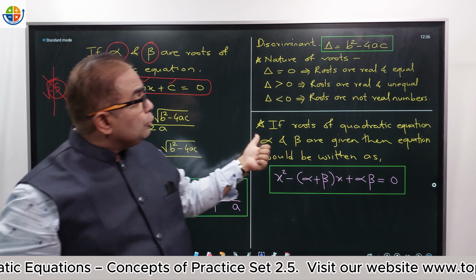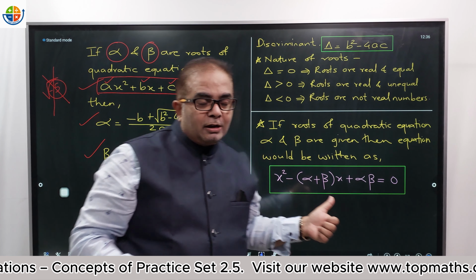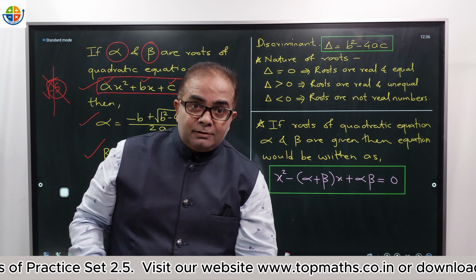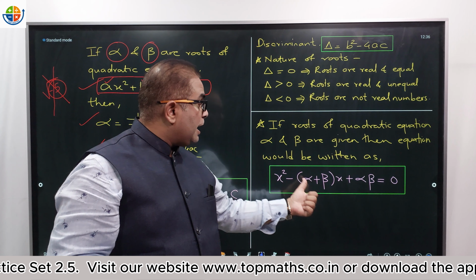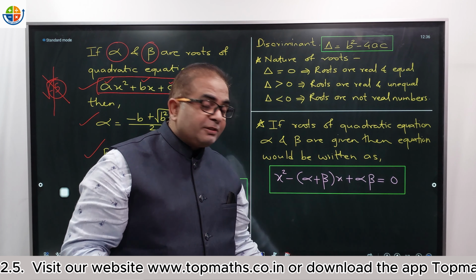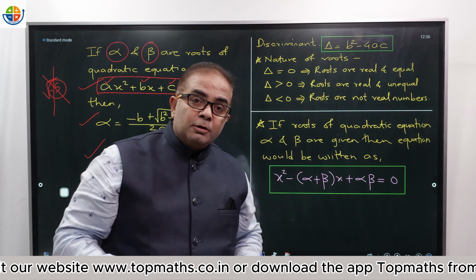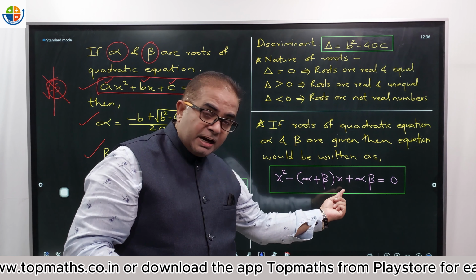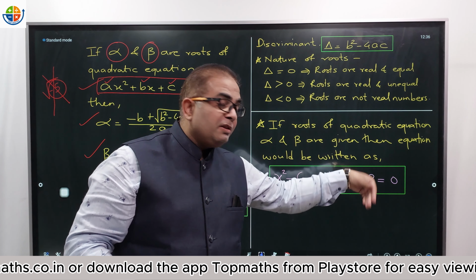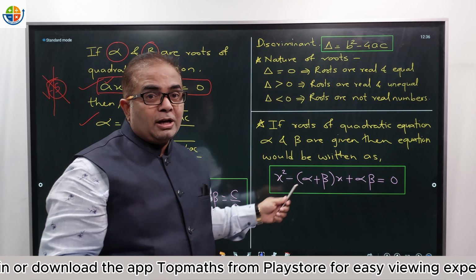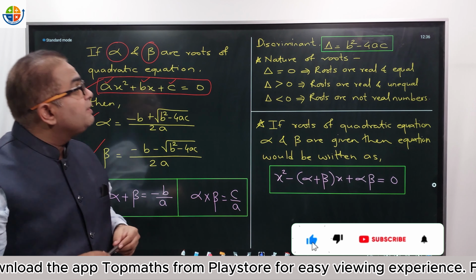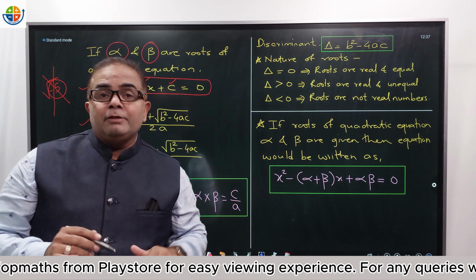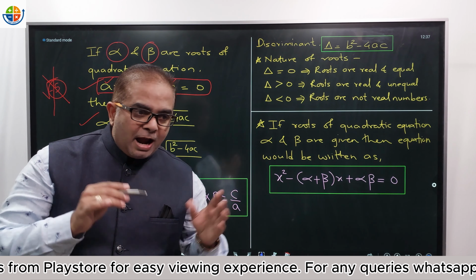Now, if you know the roots of the quadratic equation, that is alpha and beta, correct? Then the quadratic equation can be written in this form: x square minus bracket alpha plus beta into x plus alpha beta is equal to 0. Means x square minus the addition of two roots multiplied by x plus the product of two roots is equal to 0. This is the formula. Okay. So now this is the concept of practice set 2.5. Let's learn some examples of it and then we'll go to the practice set 2.5 actual examples.